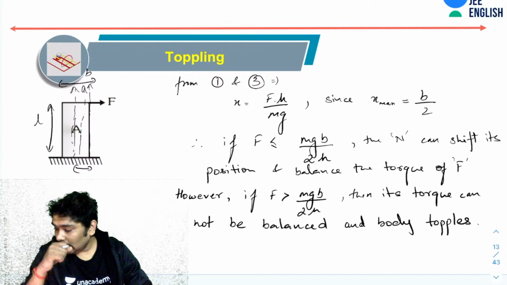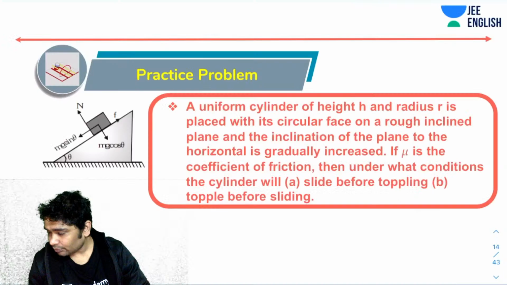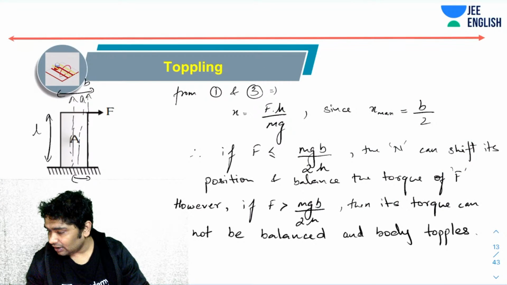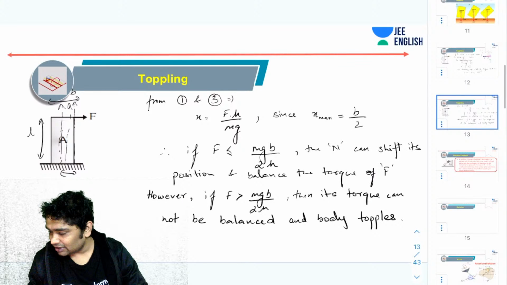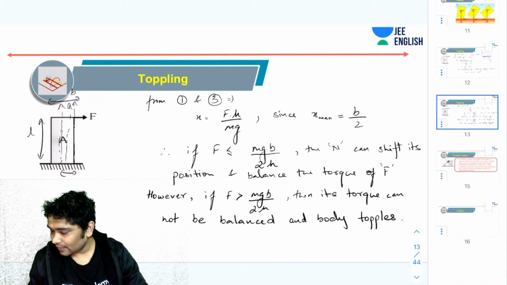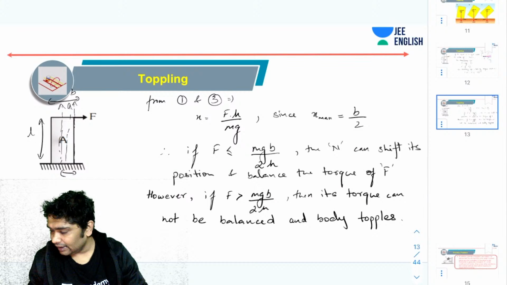Now there is another way of analyzing this. Let's see. If I know this, then what do I also know? So typically every question in IIT is based on the fact they ask you whether the object topples first or does it slide first.